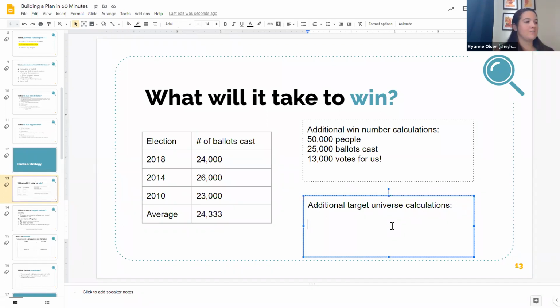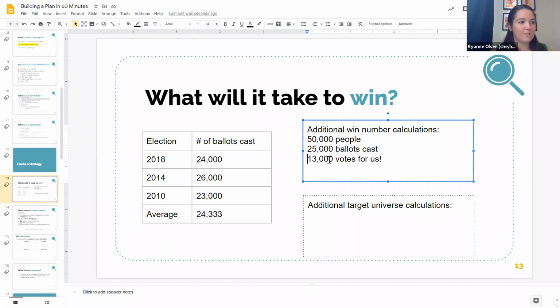And what I usually like to do too is, once we have a sense of how many votes we're going to need to win, we need to figure out, okay, who are those people? Who are we reaching out to? What does that look like? How large should our target universe be? Because I tell you what, if we're only reaching out to 13,000 people and that's the exact number we need to win, there's going to be some people we aren't able to get a hold of. There's going to be some of those people who aren't going to vote for us. We're going to be in a bit of a tough spot.